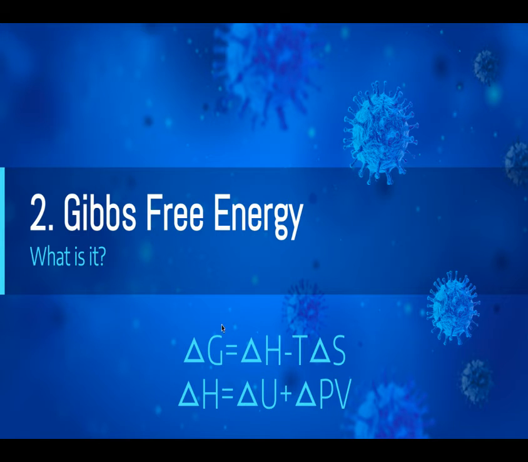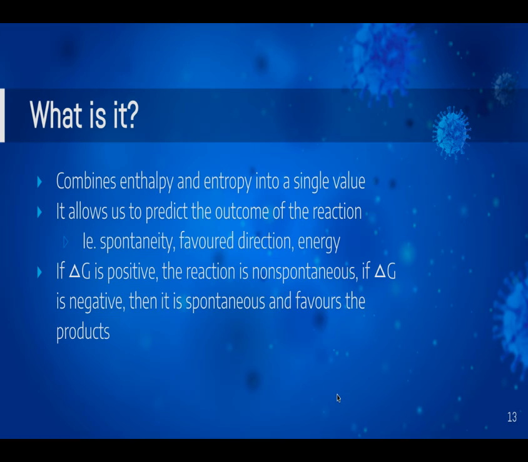What is Gibbs free energy? What is this delta G value? So as we can see here, Gibbs free energy is the change in the enthalpy minus the temperature in Kelvin times the change in entropy. And then here our delta H equation or enthalpy equation is something that we've already looked at before.